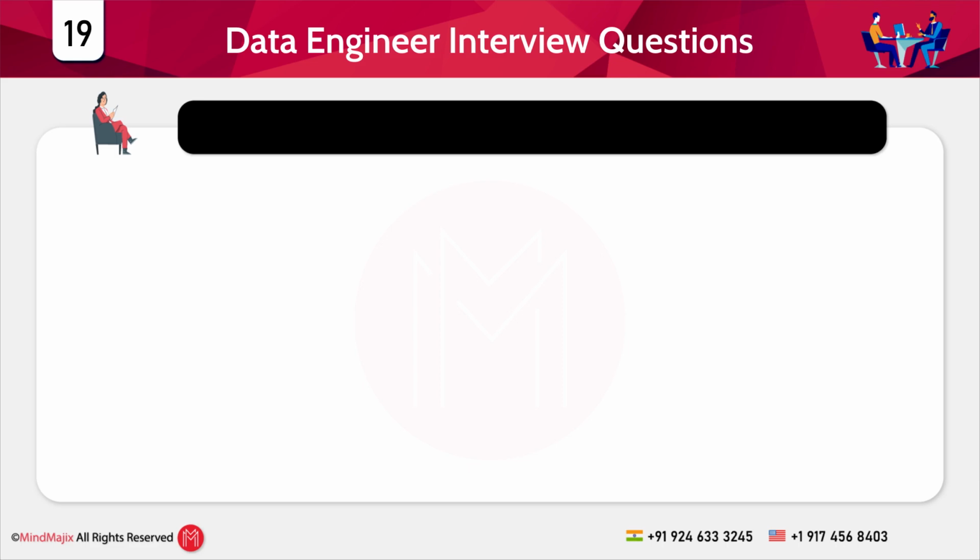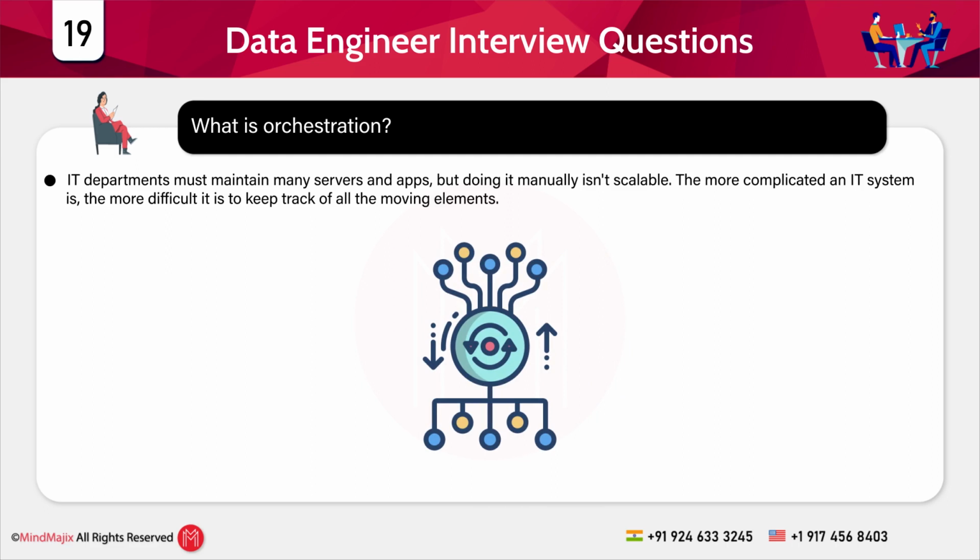The next question is, what do you mean by orchestration? So guys, IT departments must maintain many servers and applications, but doing it manually isn't scalable. The more complicated an IT system is, the more difficult it is to keep track of all the moving elements. As the requirement to combine numerous automated jobs and their configurations across groups of systems or machines grows, so does the demand to combine multiple automated tasks and their configuration across groups of systems or machines. So this is where orchestration comes in very handy.